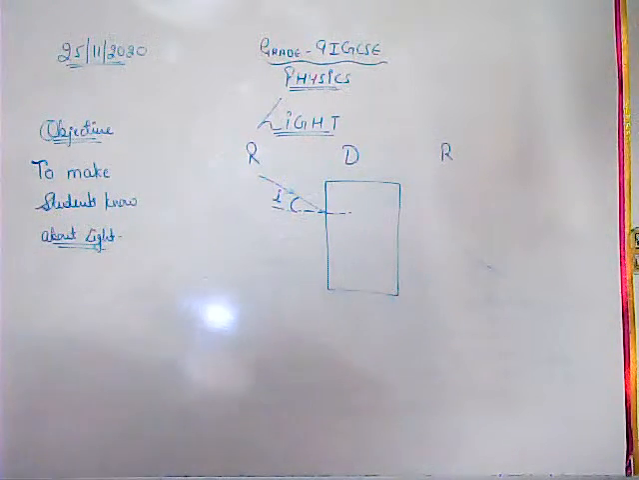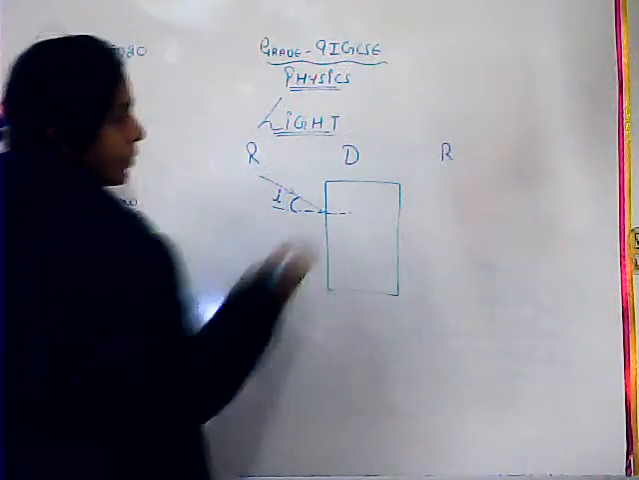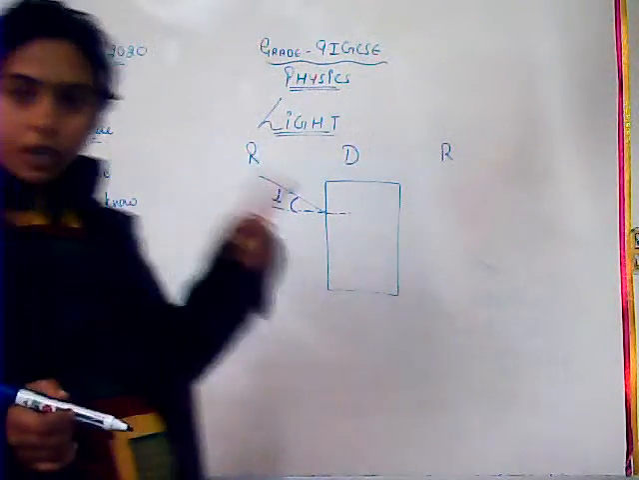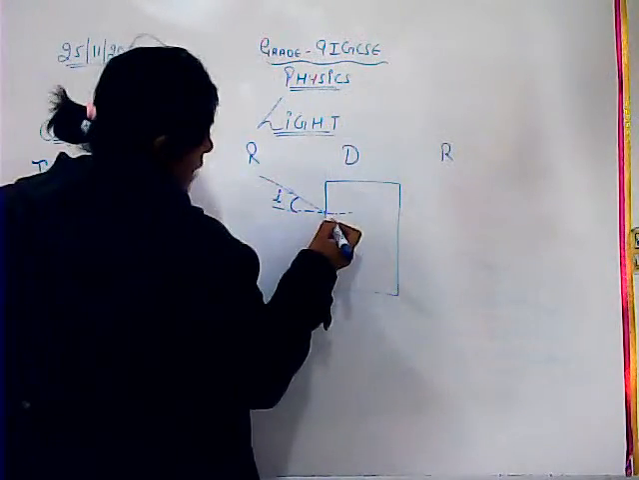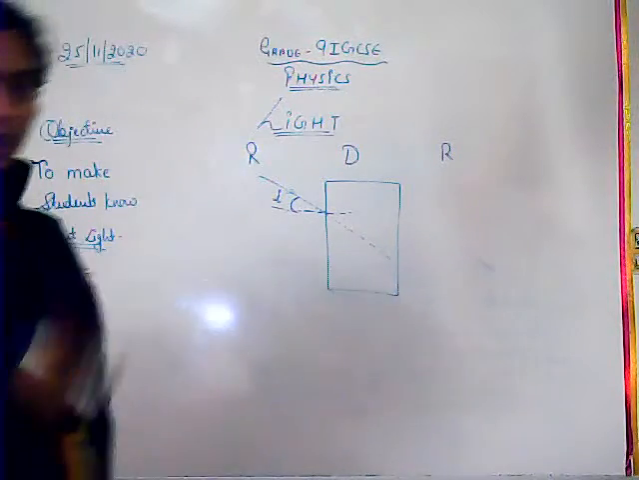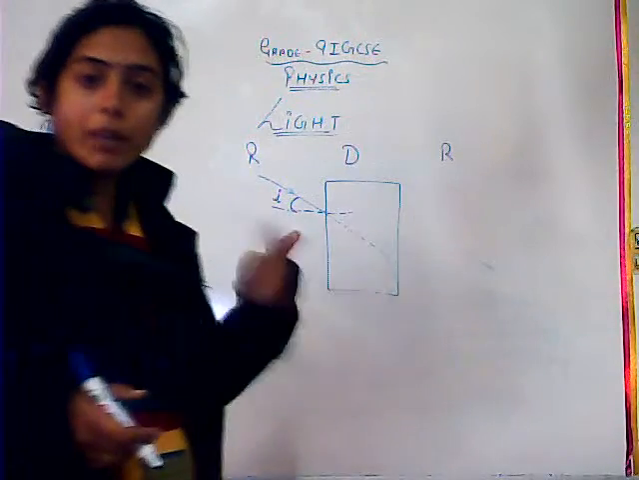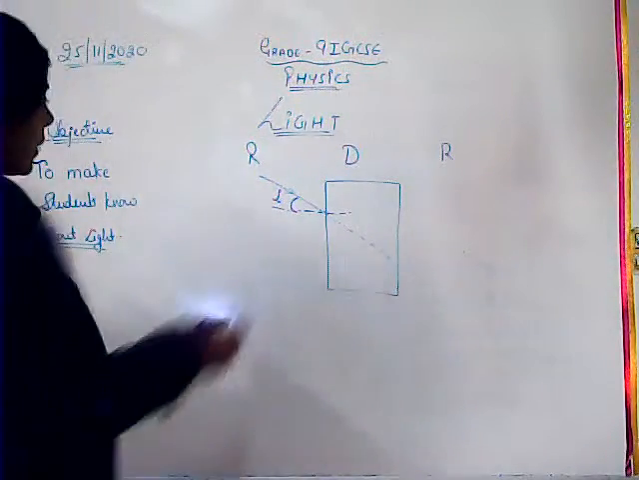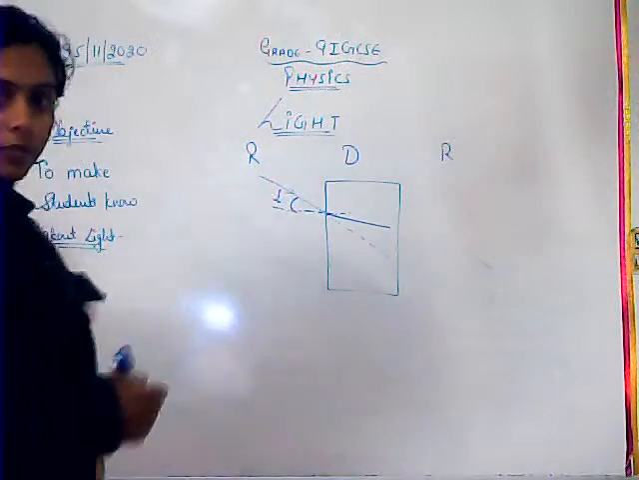Next is refraction. See, it is going from rarer to denser, so it will bend towards the normal, not away from the normal. Actually, if there were no barrier or change of medium on the way, it would have gone straight ahead like this. But because there is a change in medium, it will bend towards the normal. It goes like this. Fine.